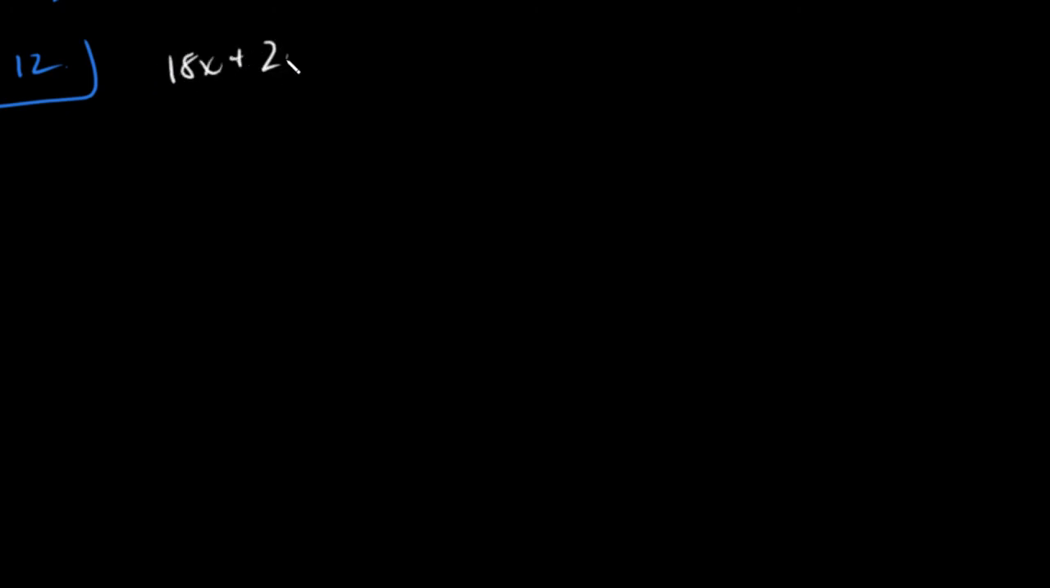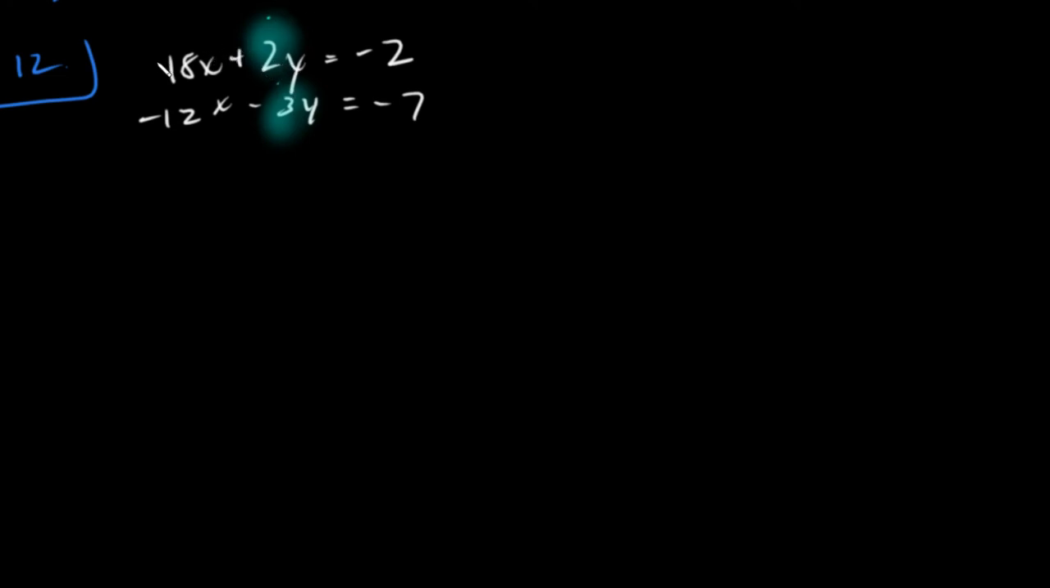18x plus 2y equals negative 2. And then negative 12x minus 3y equals negative 7. Here, you've got a 2 and a 3. Those are the numbers you want to choose. You don't want to try to find a common multiple between 18 and 12. That'd be a less than smart thing to do. So 2 and 3.